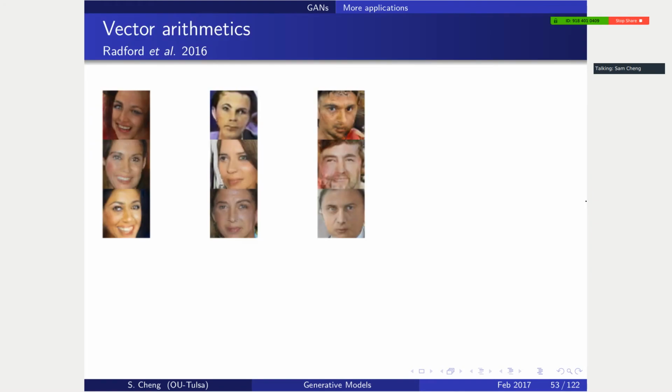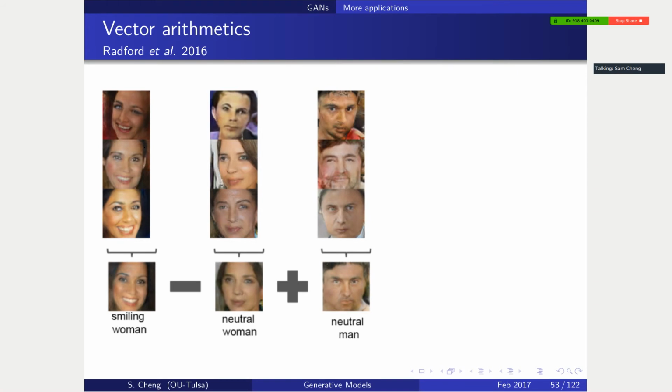So, for example, this is a pretty interesting experiment. Say you have images generated by different z vectors here. I take the average of all the images that I can find of a smiling woman, each with a different z vector. I can average that and get an average image of a smiling woman, and then I also have neutral woman faces. Then I can find some neutral man faces.